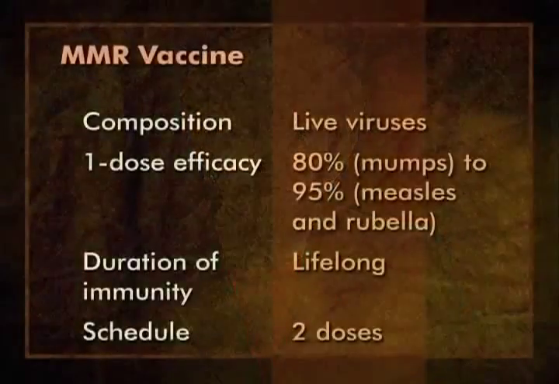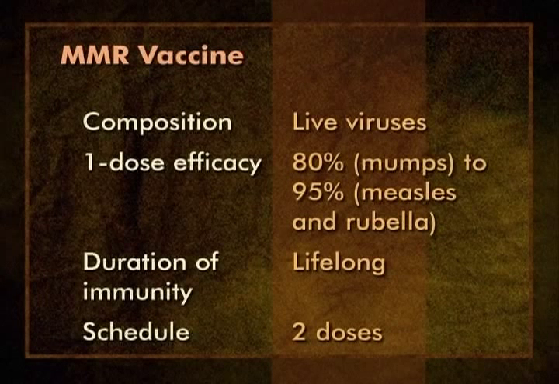The most recent development was the licensure in 2005 of a combined measles, mumps, rubella, varicella vaccine, or MMRV. The measles, mumps, and rubella components of MMRV are identical to MMR. MMRV has 7 to 8 times as much varicella vaccine virus as does monovalent varicella vaccine. MMRV is approved only for children 12 months through 12 years of age and should not be administered to anyone 13 years of age or older.